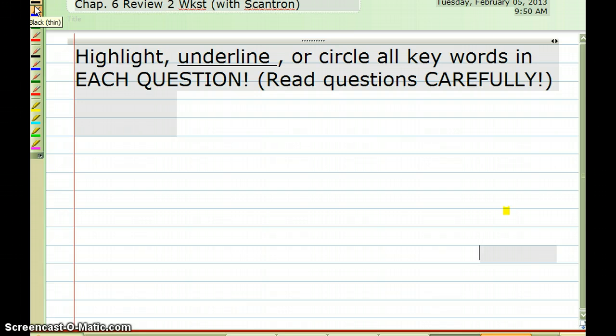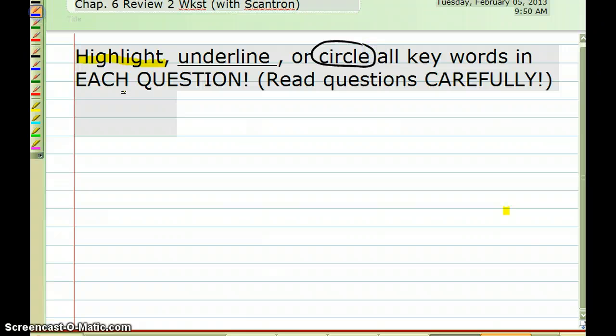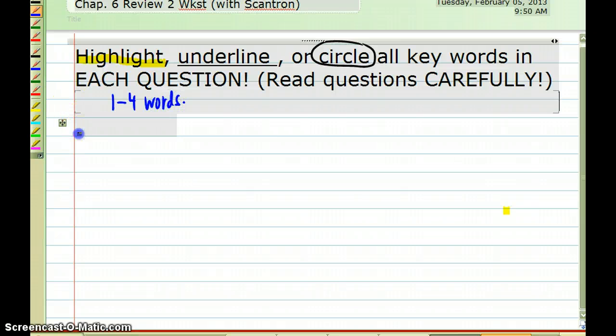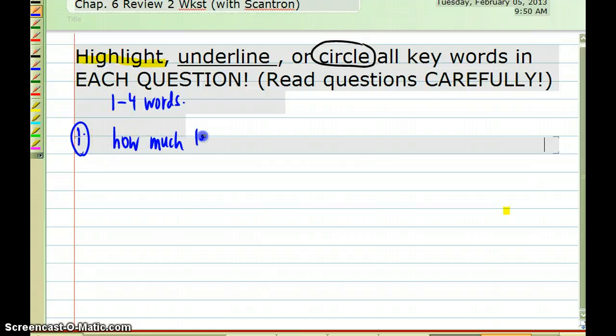Another thing you need to do on your worksheet is highlight or underline or circle all of the key words in each question. When I say keywords, I'm looking at 1 to 4 words that are key. Such as number 1, I would highlight or circle "how much less cereal," because that's the answer I want to look for when I choose my answer. I don't need to pay too much attention to the other words as much as realizing that I'm answering how much less cereal.